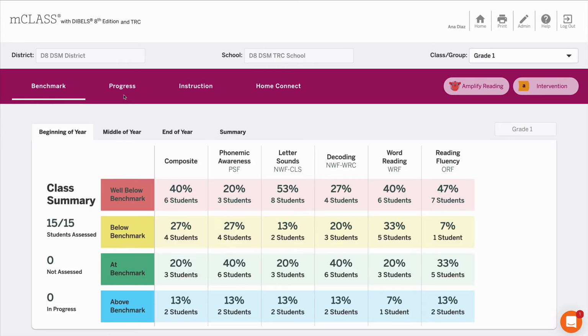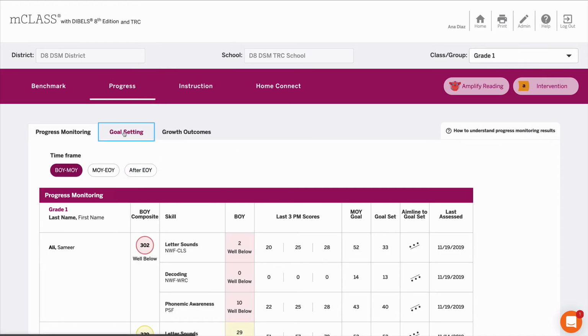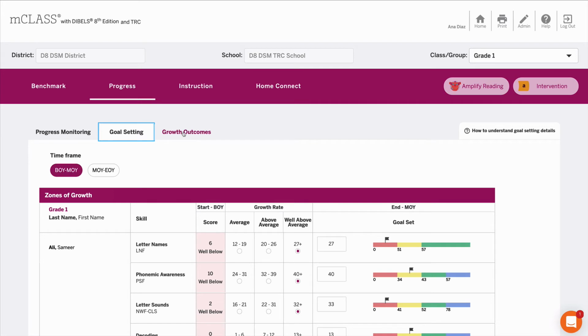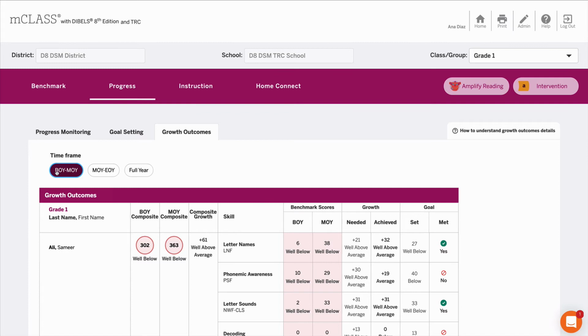In addition to the benchmark reports that we've just gone into in depth, Ms. Diaz, of course, has the full set of progress monitoring reports for her class. She also has the goal setting reports, as we've taken a look at before. And then again, she's able to do the goal outcome reports. So these we've looked at together in a different video, but let's not forget that as we really want to understand the progress of our students between benchmarks as we're instructing them in an MTSS system, we really want to make full usage of the classroom level progress monitoring, goal setting, and growth outcomes reports.